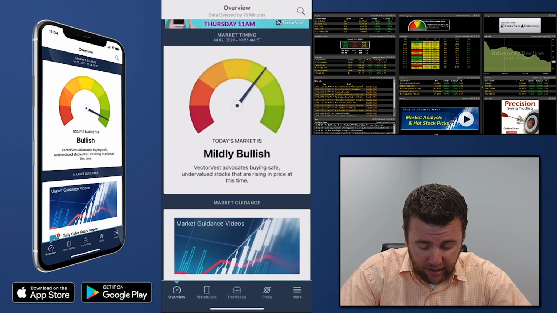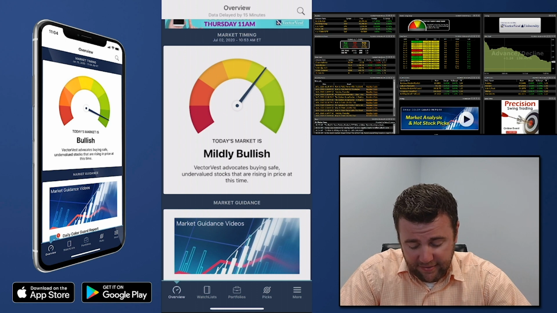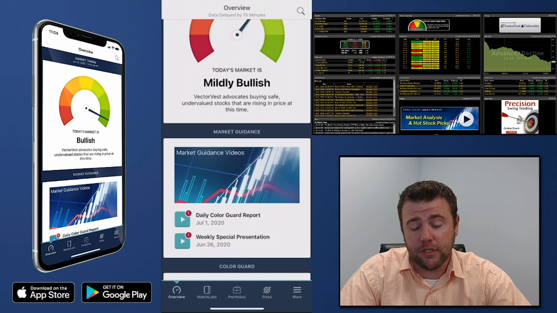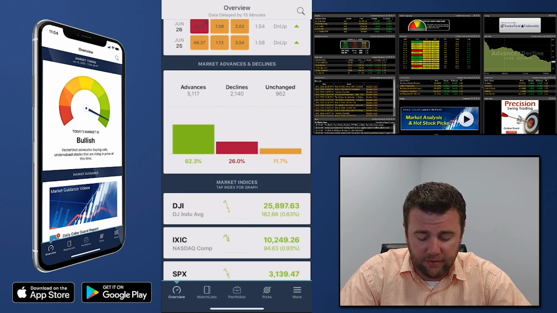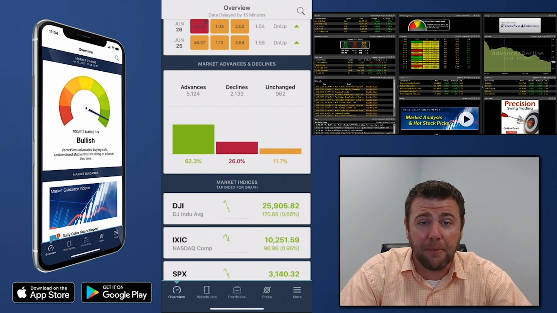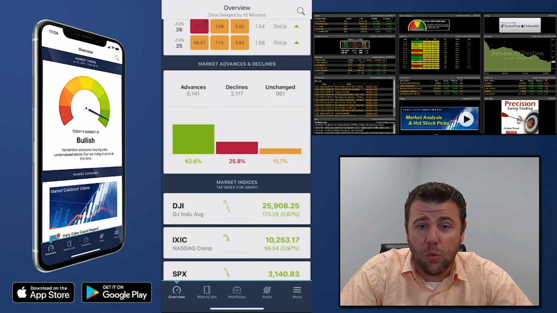Well, right now, it's saying mildly bullish. We advocate buying safe, undervalued stocks that are rising in price at this time. But for confirmation, one of the things we like to look at is at least twice as many stocks participating in that uptrend than not participating. So we look at the advanced declines and we look for a 2-to-1 bias.